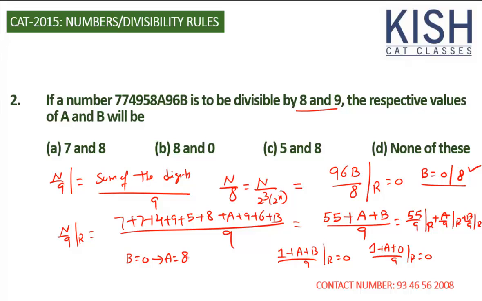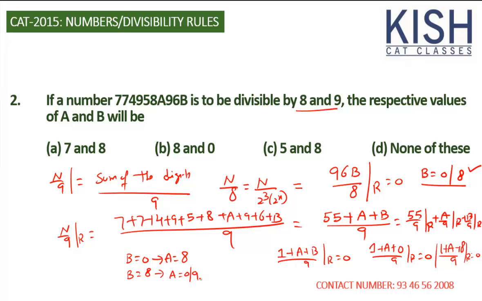Let's see what happens if B equals 8. In such a case, it's going to be 1 plus A plus 8 divided by 9, and the remainder is 0. In this case, it is 9 plus A by 9, remainder 0. So A must be either 0 or 9. So if B equals 8, A must be either 0 or 9. So the possible values for B are 0 and 8. Possible values for A are 8 if B is 0, and 0 or 9 if B is 8.